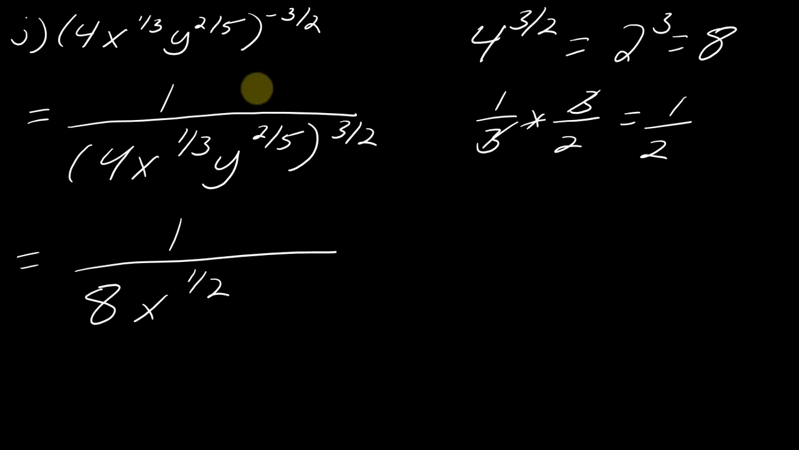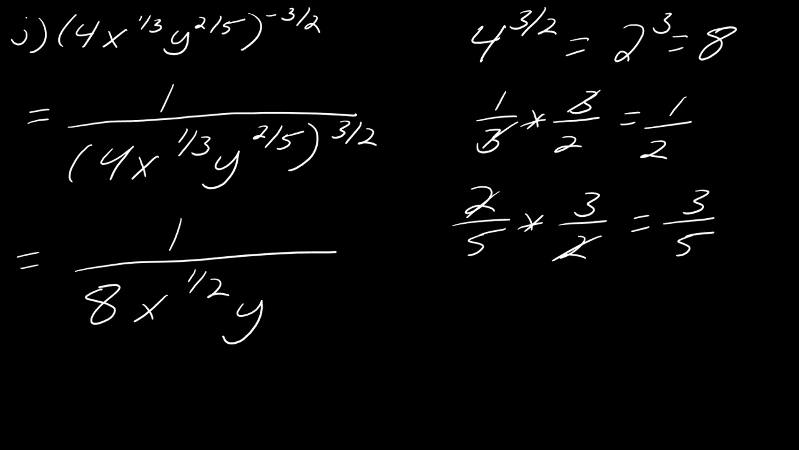And then I'm going to have this 2/5 times this 3/2. So this is going to be 2/5 times 3/2. The 2's will cancel out, and I'm left with 3/5. So this will be y to the 3/5.